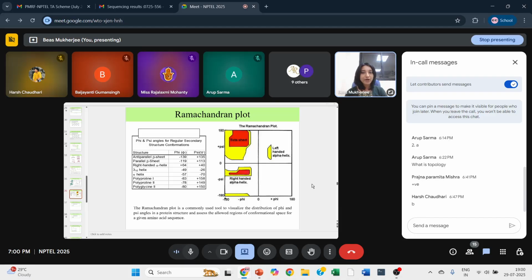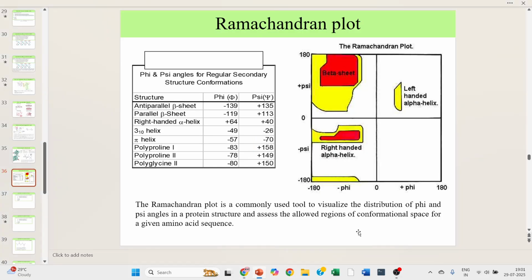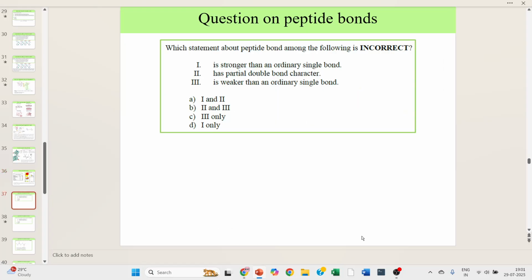To learn about the Ramachandran plot, I would recommend the books Voet and Voet's Biochemistry and Lehninger's Principles of Biochemistry. All the books and materials that you should refer to are given in the reference slide at the end of the PPT. The PPT will be available for you to download, so please go through all those books.